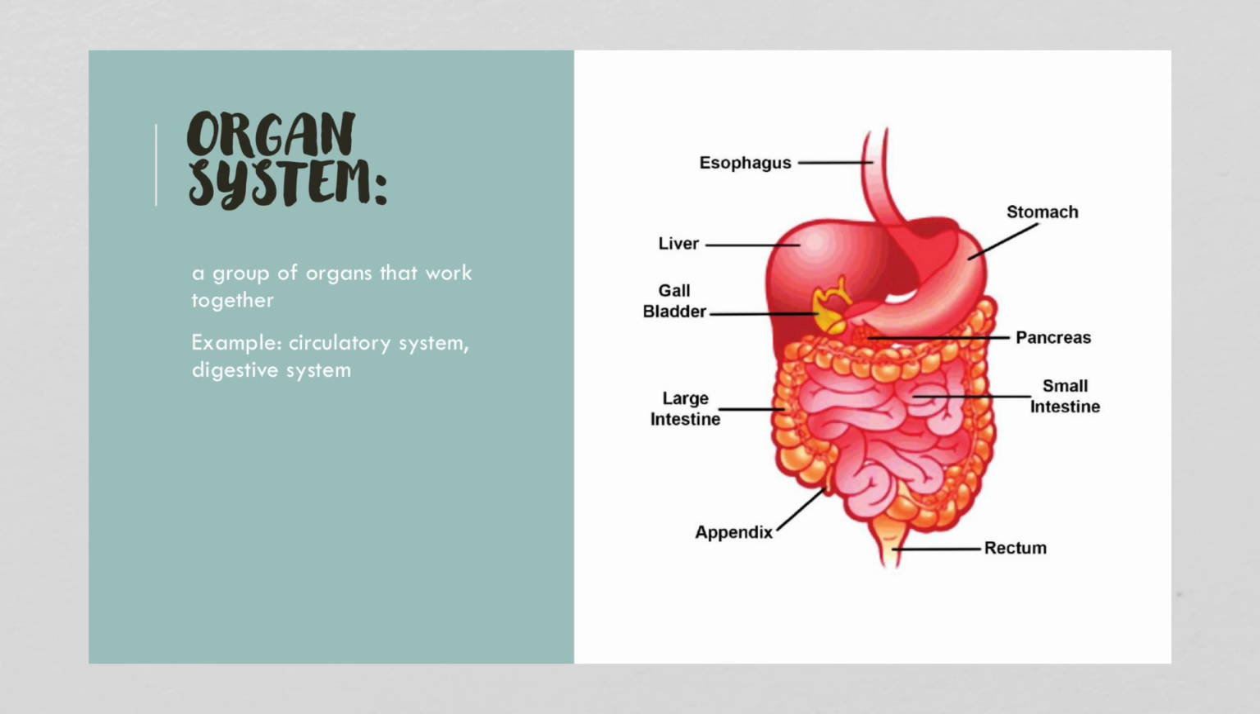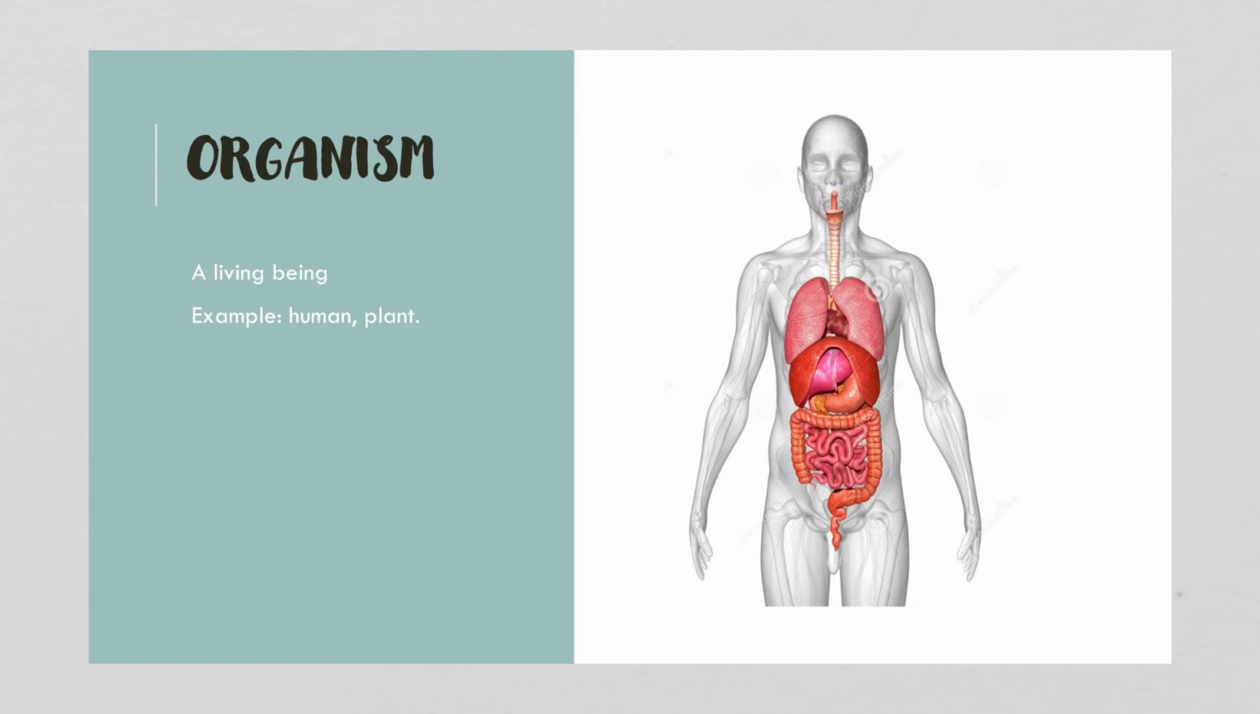Our digestive system is made up of, this is a picture of it, your esophagus, your stomach, your small intestines, and your large intestines, and then also the other organs that are accessories. So the gallbladder and the liver and your pancreas are all parts of your digestive system. And then all of those organ systems work together to form an organism, a living being, such as a human or an animal or a plant. And that is the levels of organization.